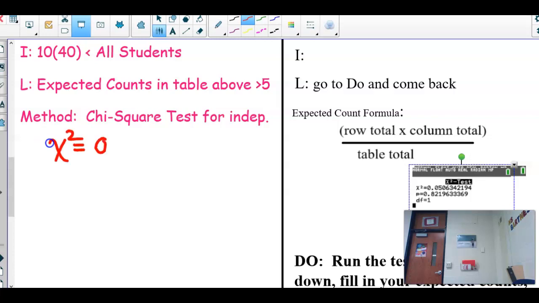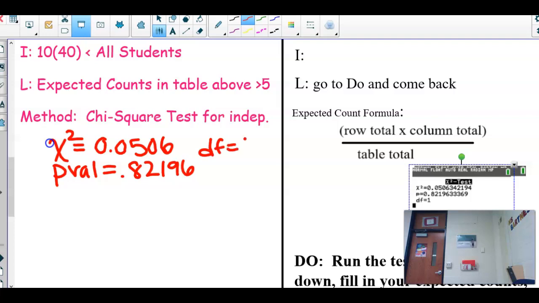Chi-square is equal to 0.0506. My p-value is equal to 0.82196, okay? And my degrees of freedom is equal to 1, okay? So what I did is I just wrote everything down.